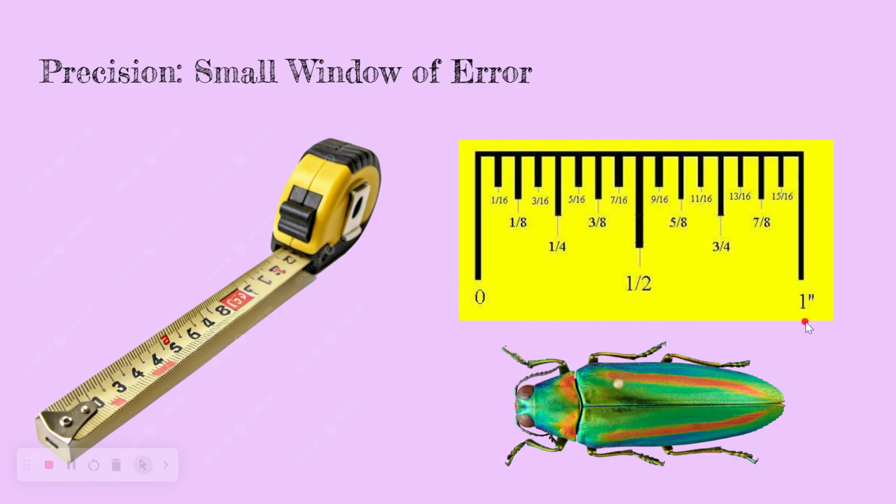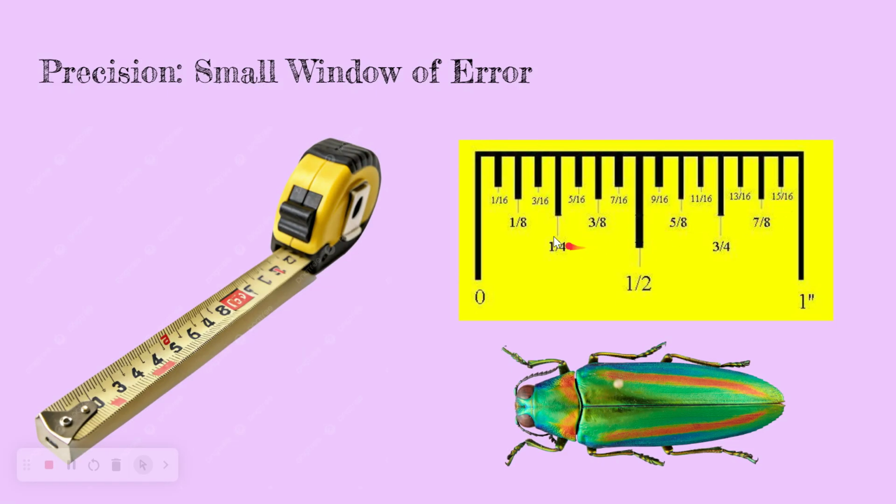If I said measure in terms of quarter inches, some people would say that's about 3/4 inches, some people would say that's about a full inch, right? So you can see the window of error gets a little bit smaller. If I said measure in eighths of an inch, some people would probably say it's about 7/8. Some people would say it's about an inch. So the window of error gets even smaller.